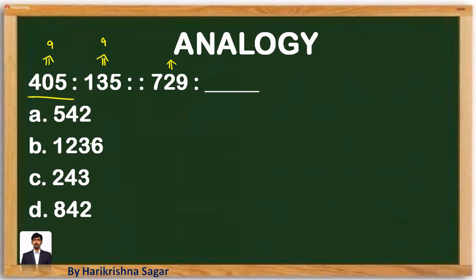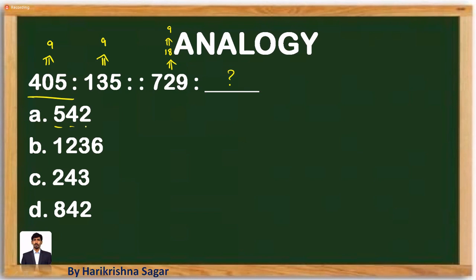Look at the next page. 7 plus 2 plus 9. 7 plus 2 is nothing but 9. 9 plus 9 is nothing but 18. What is 1 plus 8? 1 plus 8 is nothing but 9. So it has a digital sum equal to 9. Look, all of these have a digital sum of 9. So the required quantity should have a digital sum of 9.